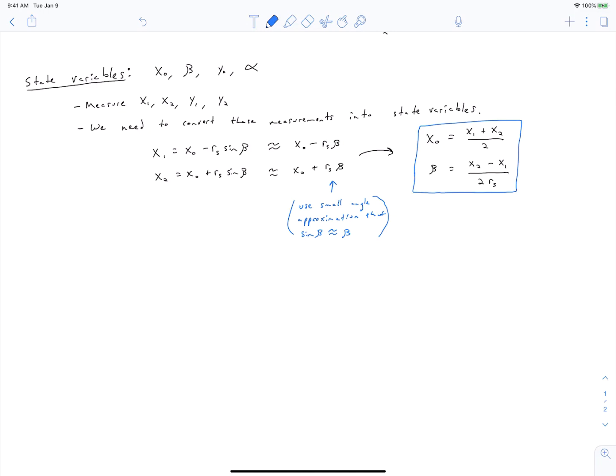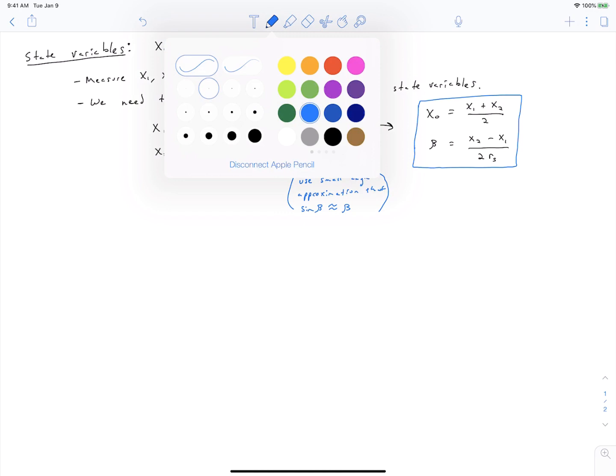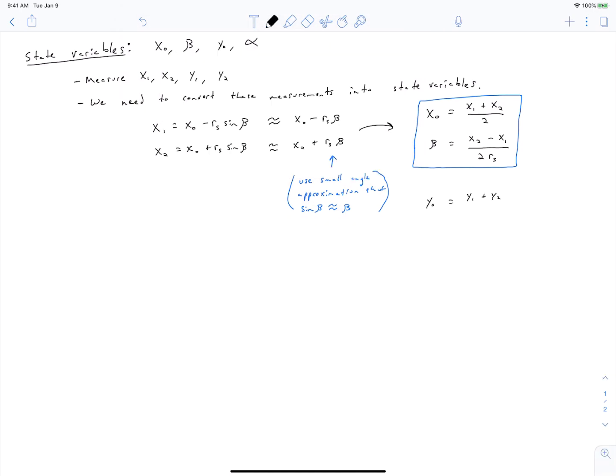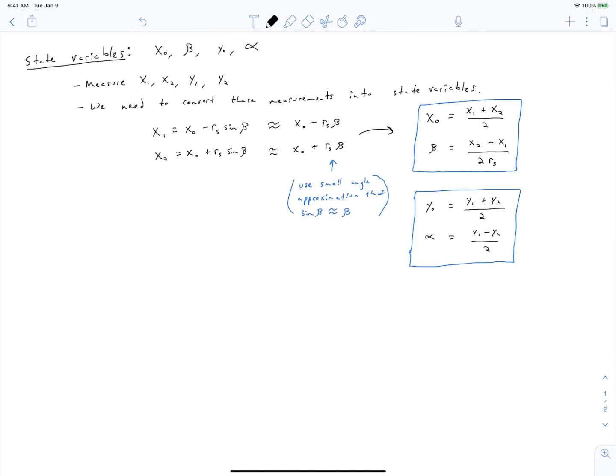And we can do the same thing for y1, y2, and alpha, and we would get the same results. Well, we get the same results for y0, but we get a negative of that result for alpha. And that's just because of the way that the angle is defined up here. Alpha appears this way. That is, if we start from the beginning, we would have this expression.